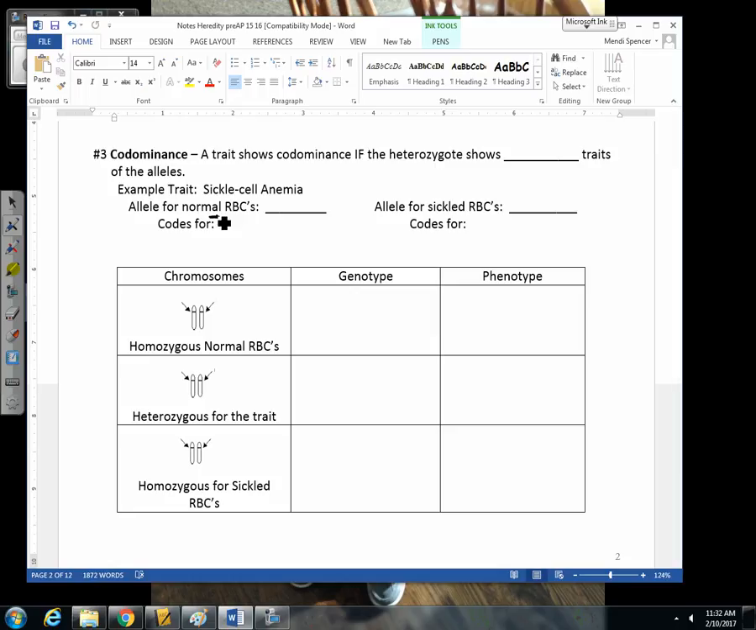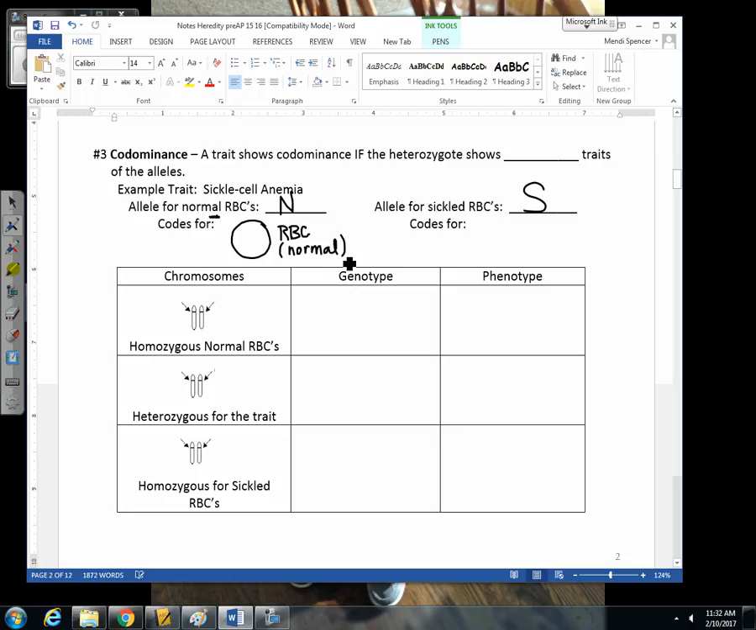Now, when I'm choosing my letters, I'm going to use capital letters because they're both dominant. And I'm going to have to change up the letter of the alphabet. So for normal, I'm just going to put an N to represent an allele that codes for normal. And I'm going to use an S to represent an allele that codes for these sickled red blood cells. And what I mean by that is your red blood cells should look like this. So let's put this as an RBC, a red blood cell, and this is a normal red blood cell.